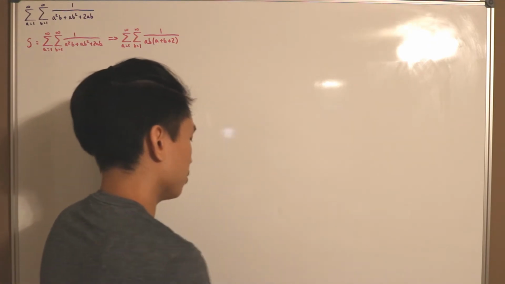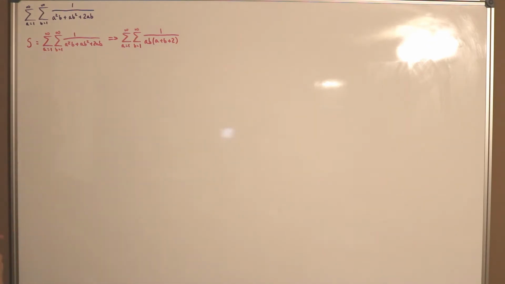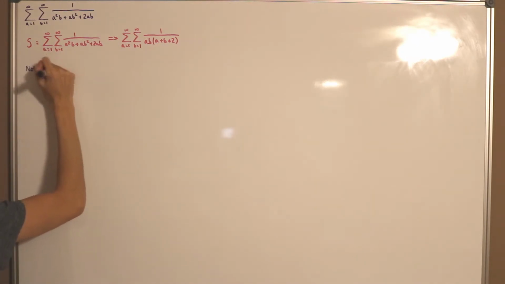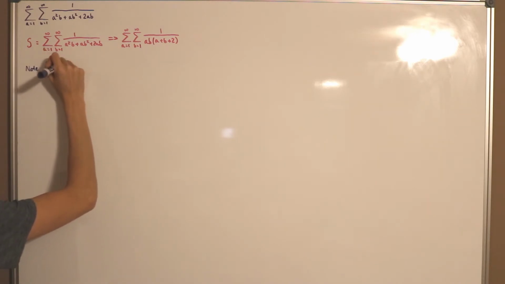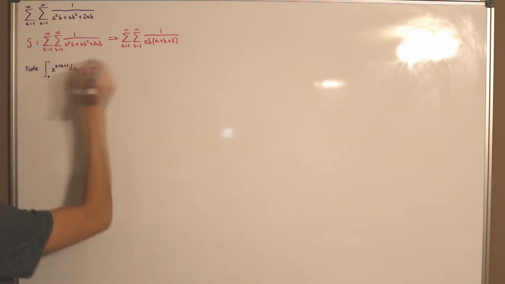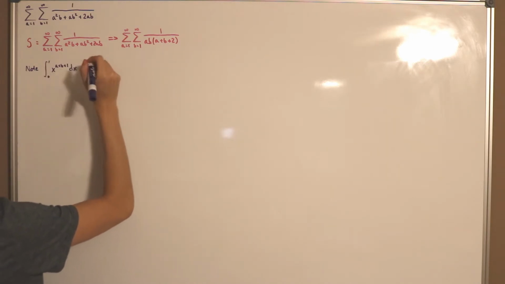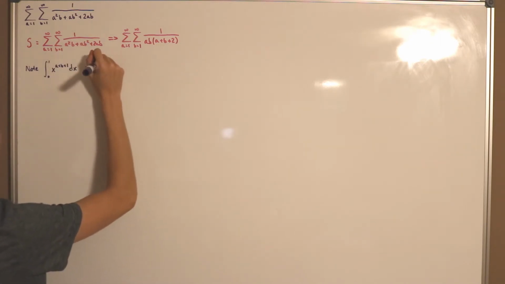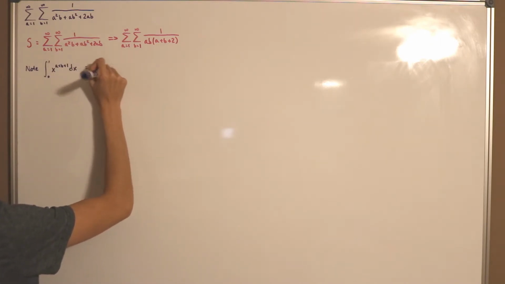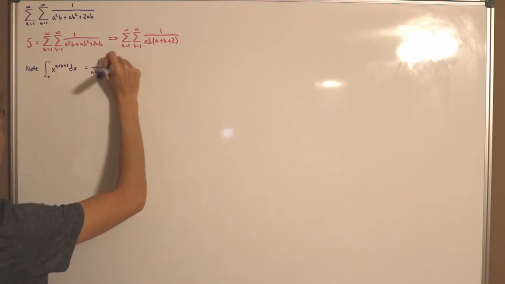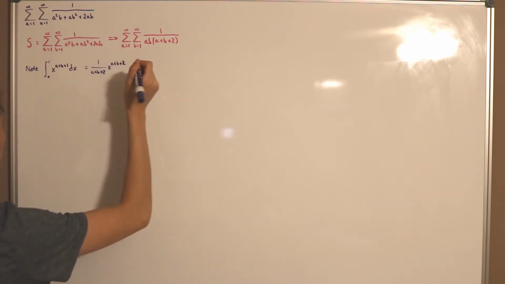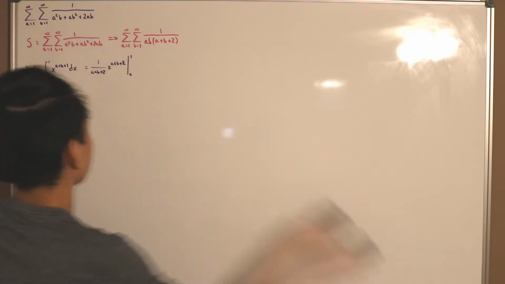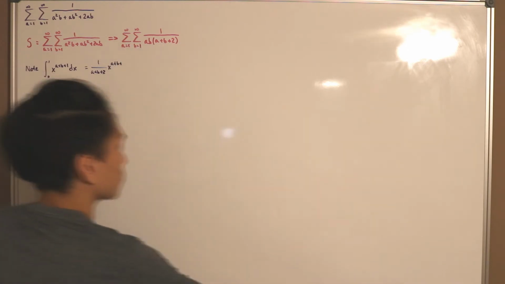Now, one thing I would like to note is that our definite integral from 0 to 1 of x raised to the a plus b plus 1 dx. When we compute this definite integral, we would get a plus b plus 2, then divide by that, so it's 1 divided by a plus b plus 2, then multiplied by x raised to the a plus b plus 2, and then evaluated from 0 to 1.